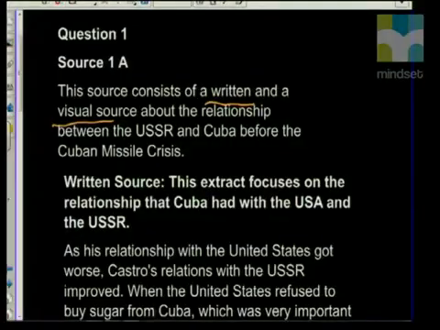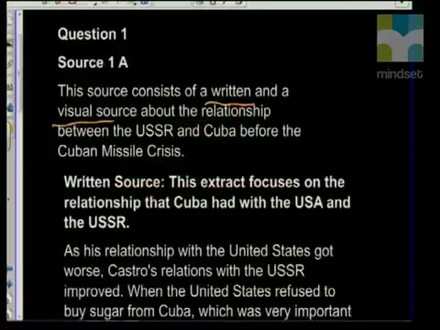Okay, now the instruction further reads, the sources are about the relationship between the USSR and Cuba before the Cuban Missile Crisis. So even before you read these sources and you look at the visual source, you already know that these sources are going to be about the relationship between the USSR and Cuba before the Cuban Missile Crisis. And that information will help you understand the sources so that when you analyze them, you know exactly what is going on. Now we're going to start with the written source.